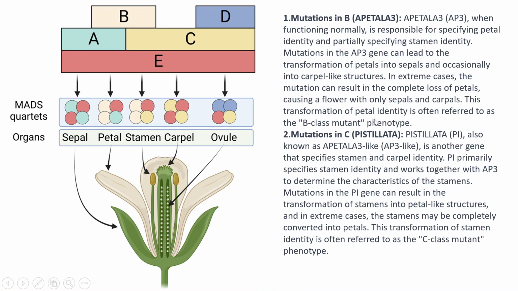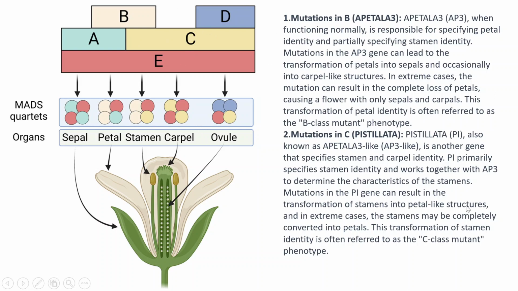Yes, this transformation of petal identity is often referred to as B class mutant phenotype. So we have B identifying petal and stamen. If we do not have B, no petal, no stamen, everything looks like sepal or carpel. Mutations in C. Now you see this big gene identifying so many things: stamen, carpel, and ovule.